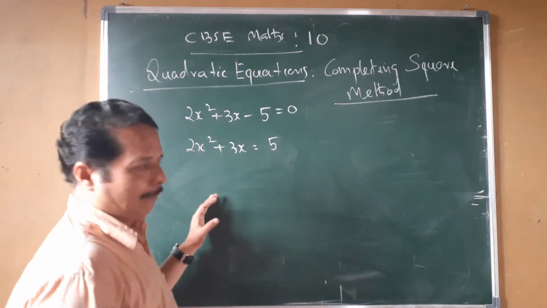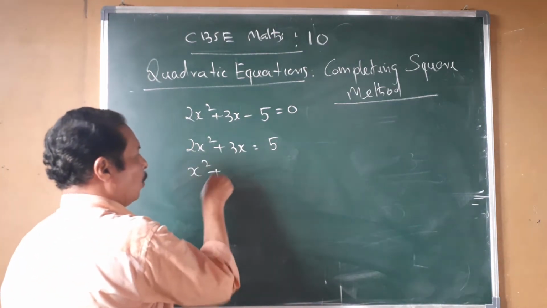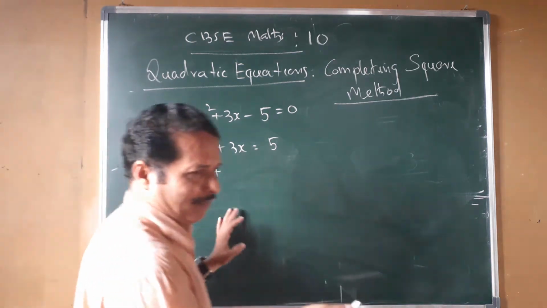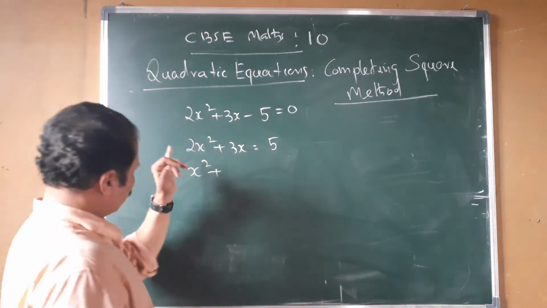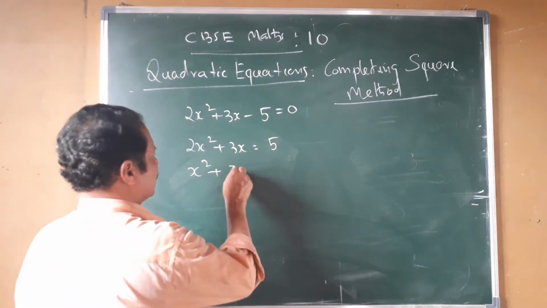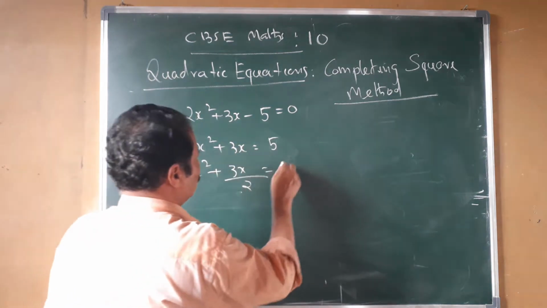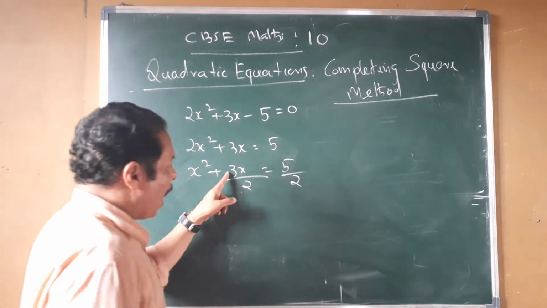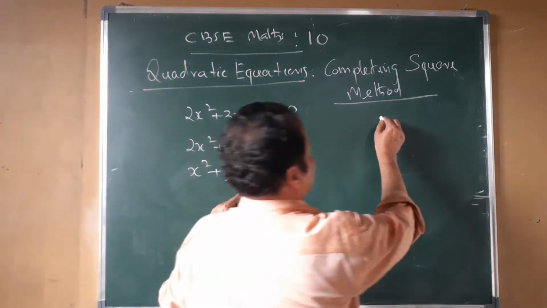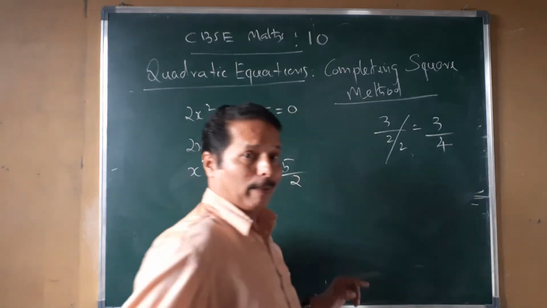What do you remember of the steps? Then make it x square. Now, already in the previous classes you studied that the coefficient of x square is 1. So divided by 2, you get x square plus 3x by 2 equal to 5 by 2. Then you remember, half of this number, 3 by 2, is 3 by 4.